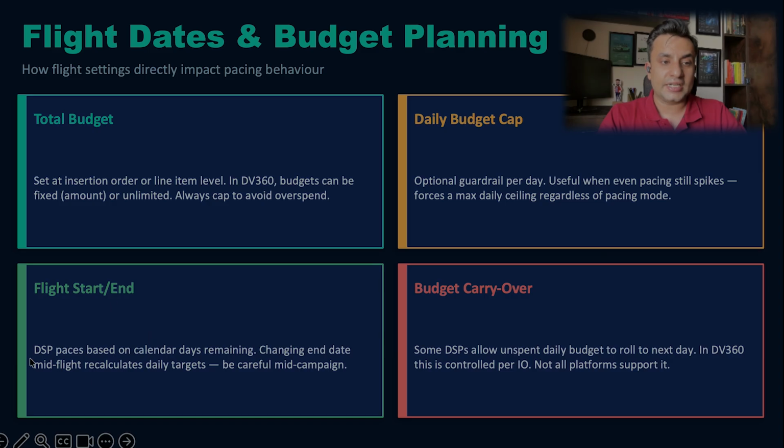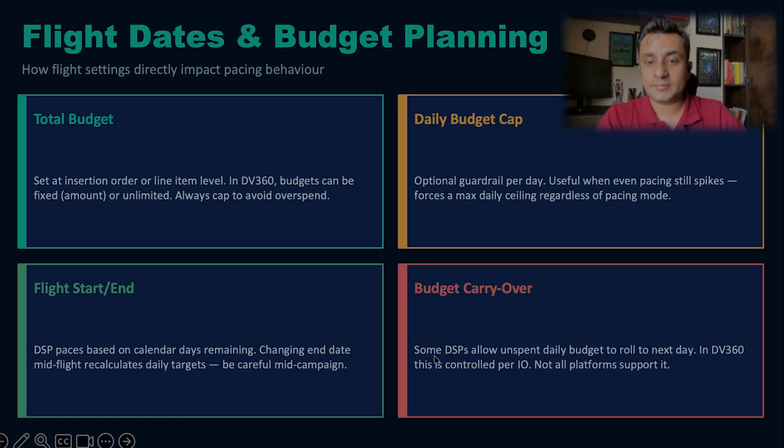Flight start and end date. DSP paces based on calendar days remaining; changing the end date mid flight recalculates daily targets. Be careful mid campaign. When you change the flight dates in between the flight and you are on an automatic bid or budget allocation, then the algorithm automatically decides that now the budget and flight dates have been changed, so I have to recalculate the daily targets required to achieve my goal. So be very cautious of changing the flight dates or budgets in between the flight.